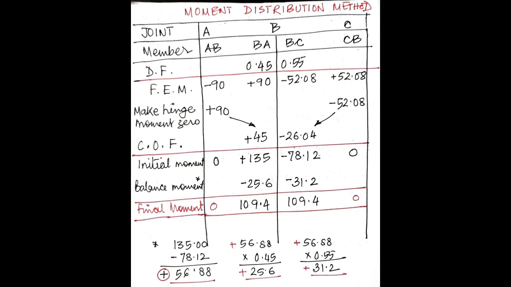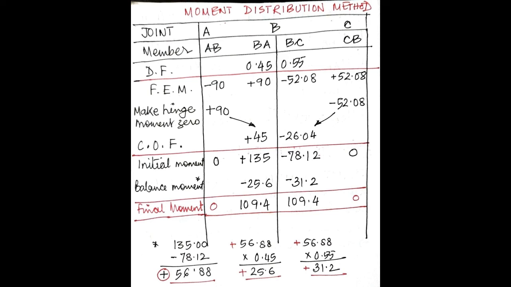Third step is the distribution factor. So distribution factor is only for a joint which has two connecting members. So it is 0.45 and 0.55. Okay. So these values we have written. Now FEM. I have already shown you the value of FEM. So write it down. Minus 90, plus 90, minus 52.08, plus 52.08.